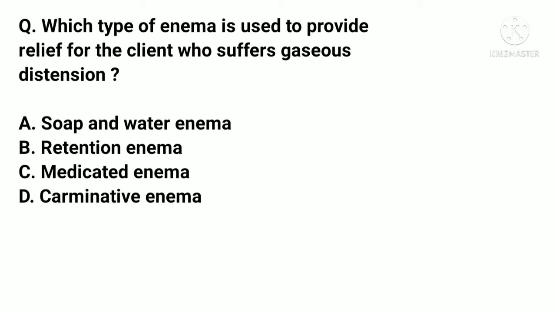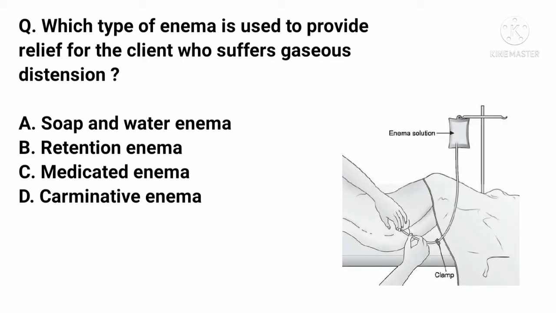Which type of enema is used to provide relief for a client who suffers gaseous distension? A. Soap and water enema, B. Retention enema, C. Medicated enema, D. Carminative enema. And the correct answer is D. Carminative enema.